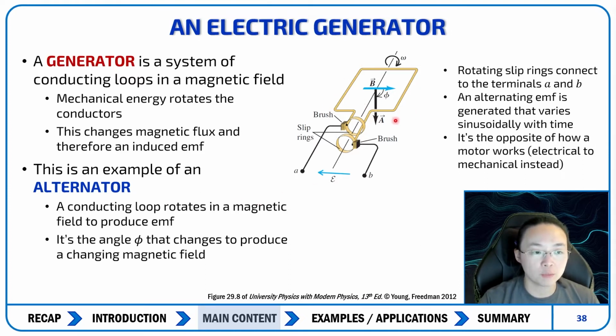One conducting loop rotates in a magnetic field to produce an EMF. It's the angle over here, phi, that changes to produce a changing magnetic flux. So here we have a rotating slip ring, these two over here, connected to the terminals A and B. An alternating EMF is generated that varies sinusoidally with time. And it's the opposite of how a motor works, and it's electrical to mechanical instead.